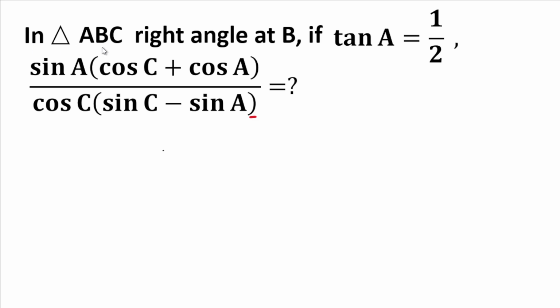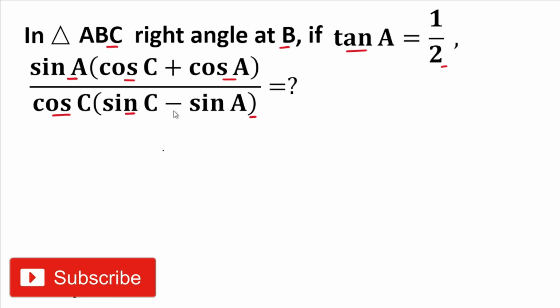Here it is: in triangle ABC, right angle at B, if tan A is 1 by 2, then we have to find the value of sin A (cos C plus cos A), and the whole term is divided by cos C (sin C minus sin A).